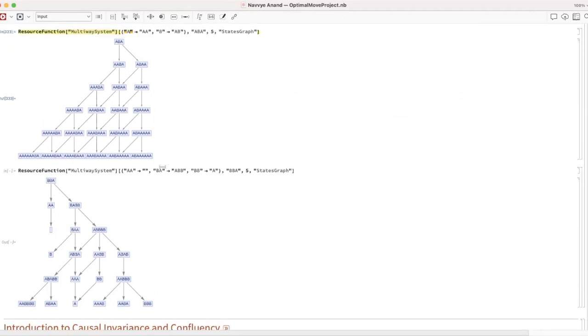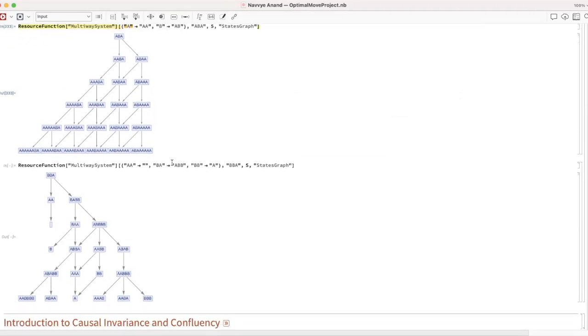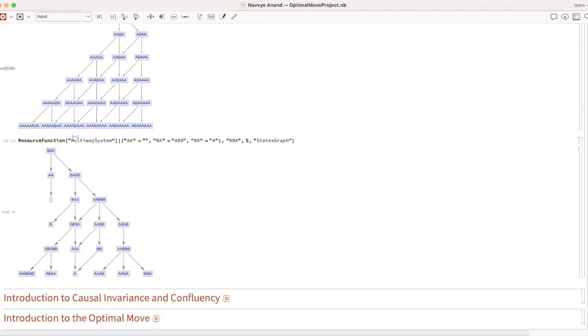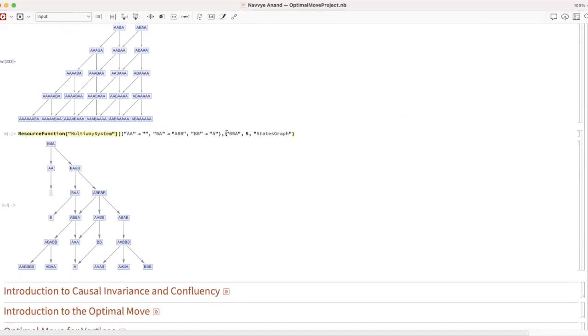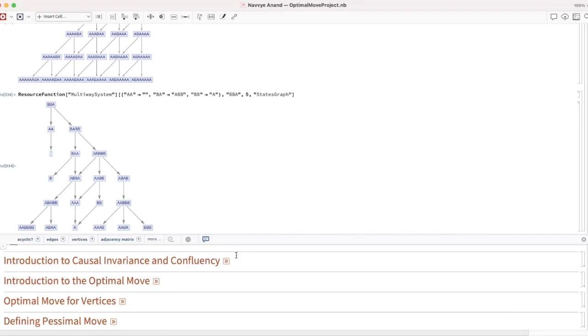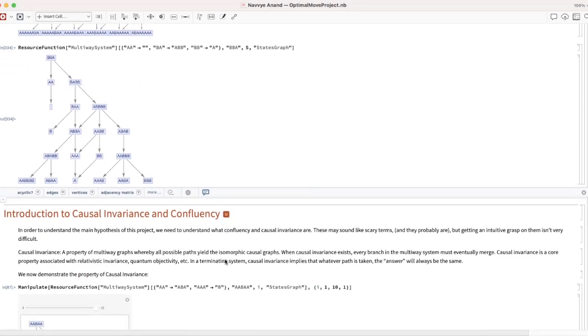And here's another example of a multi-way system. It was found in the New Kind of Science book by Stephen Wolfram, and implementing it using the Wolfram language is fairly easy. Now, before we actually discuss what the optimal move means for multi-way systems, we have to define two very important notions of causal invariance and confluency.